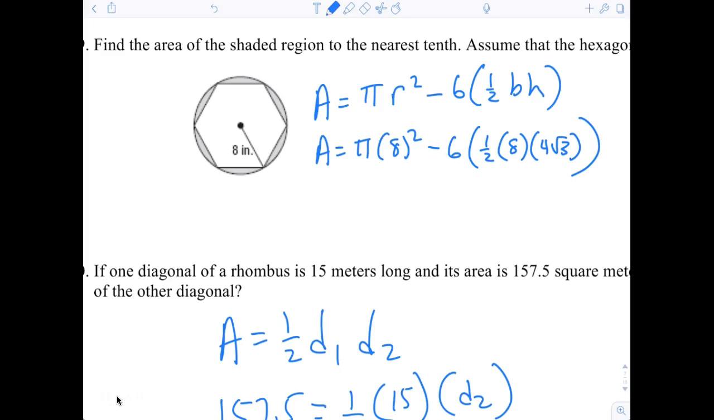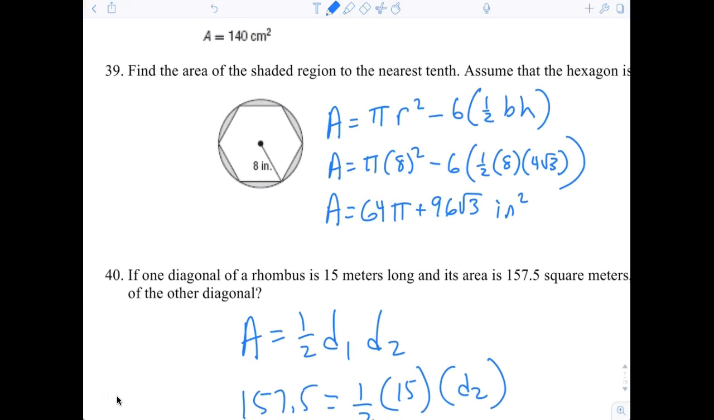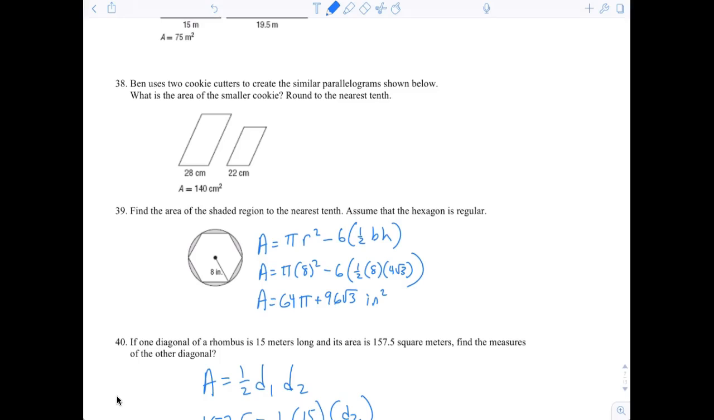Everybody good on that? So again, I would ask you to probably write the answer as 64 pi minus, what is that, 96? That should be a plus, square root 3. But double check me on that. Is that right? 24, 96, yeah. Yeah, that's right. So 64 pi, make sure that's correct. Plus 96 radical 3. And of course it would be inches squared. Everybody can do that, right? That wasn't bad. All right, now another good review problem right here.